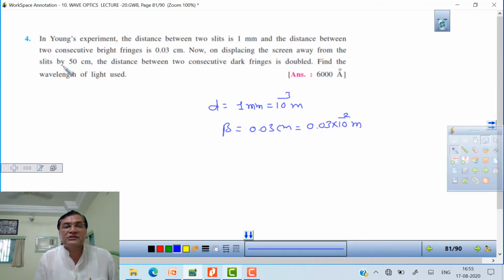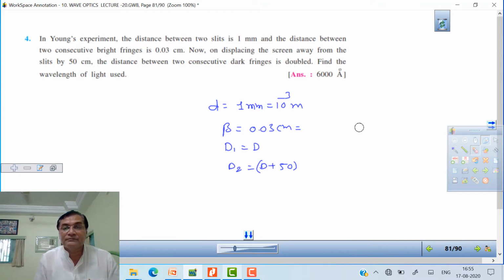Now displacing the screen away by 50 centimeters. Suppose d1 is equal to d, then in the second case d2 becomes d plus 50 centimeter. It is in centimeter, so I could convert into meter, otherwise I convert this into centimeter. I think this is the best way. I don't want to convert here, but I write this as 10 raised to minus 1 centimeter. Okay, I keep all in centimeter.